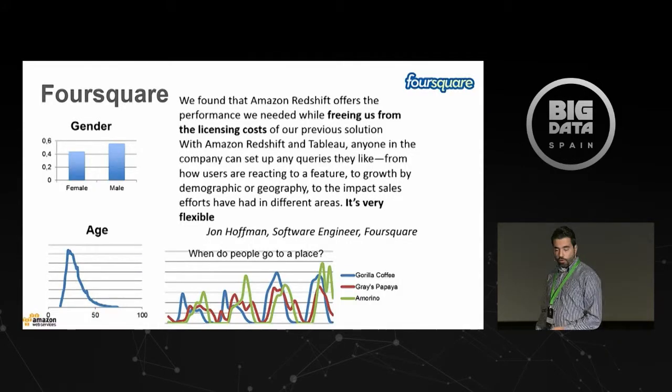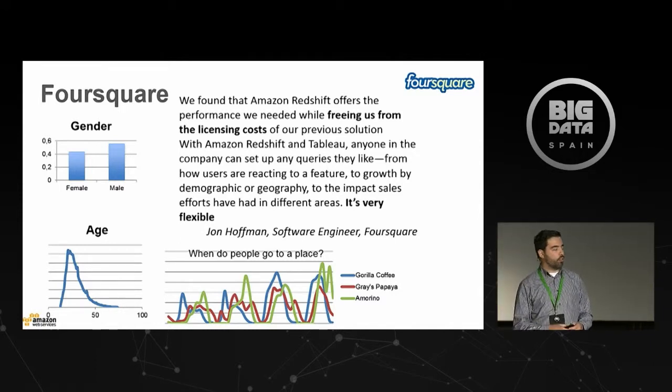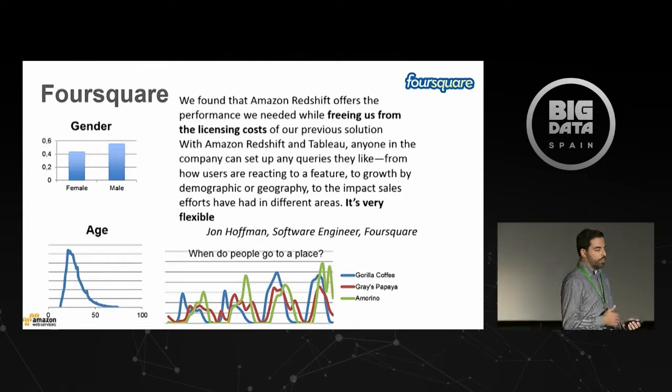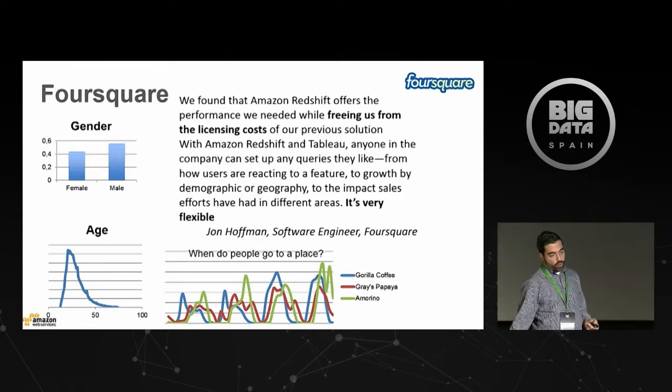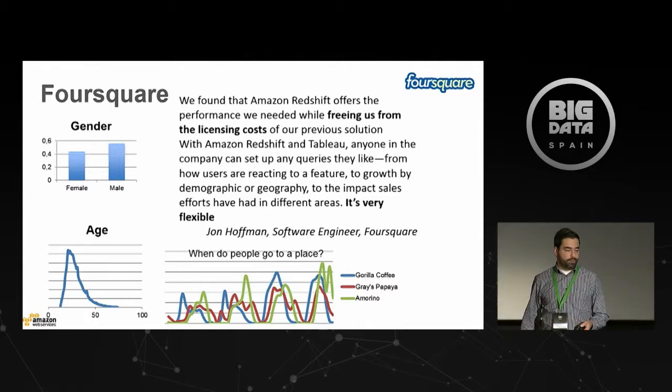A good example for Redshift is the usage at Foursquare. They reduce their cost by moving from a traditional data warehouse to Redshift, and they use Tableau, which is a very popular business intelligence tool and visualization tool, to give their internal users the ability to understand more about their users.